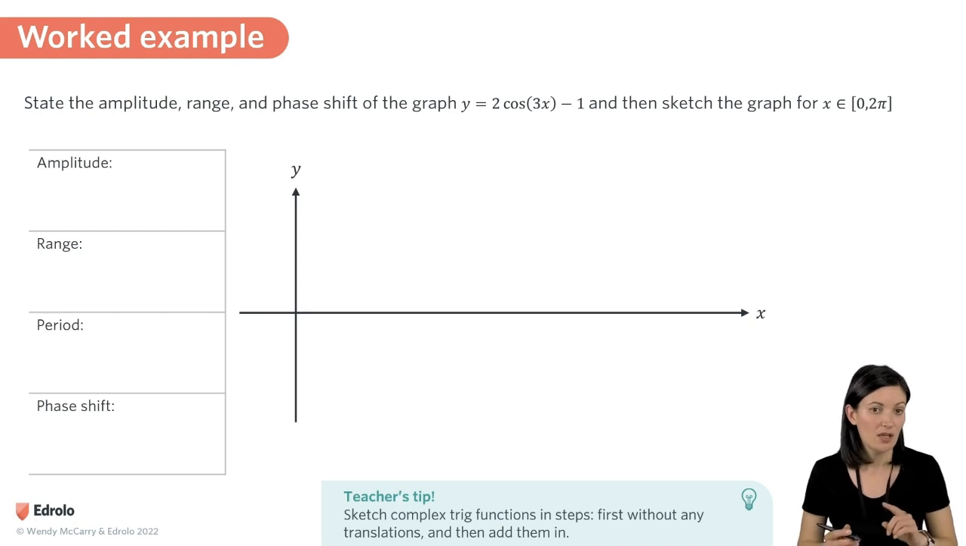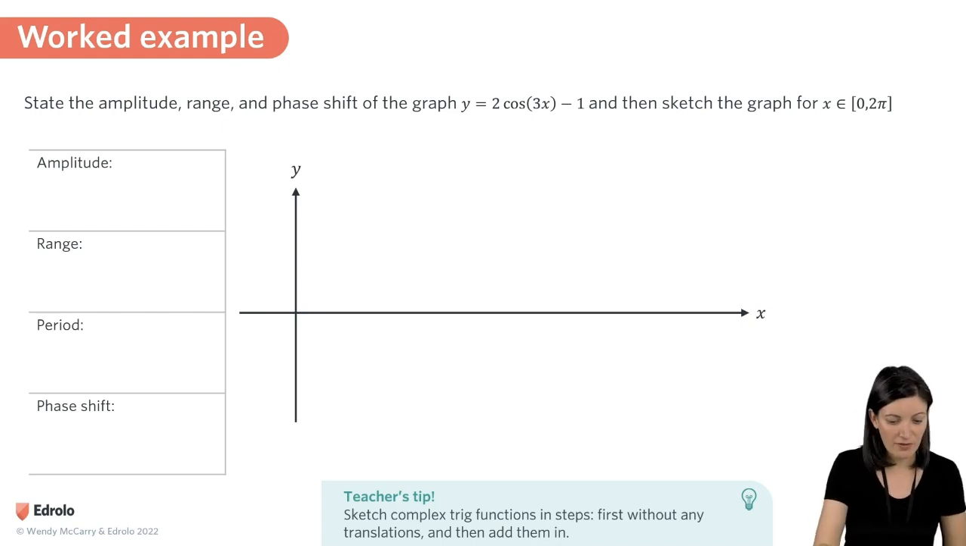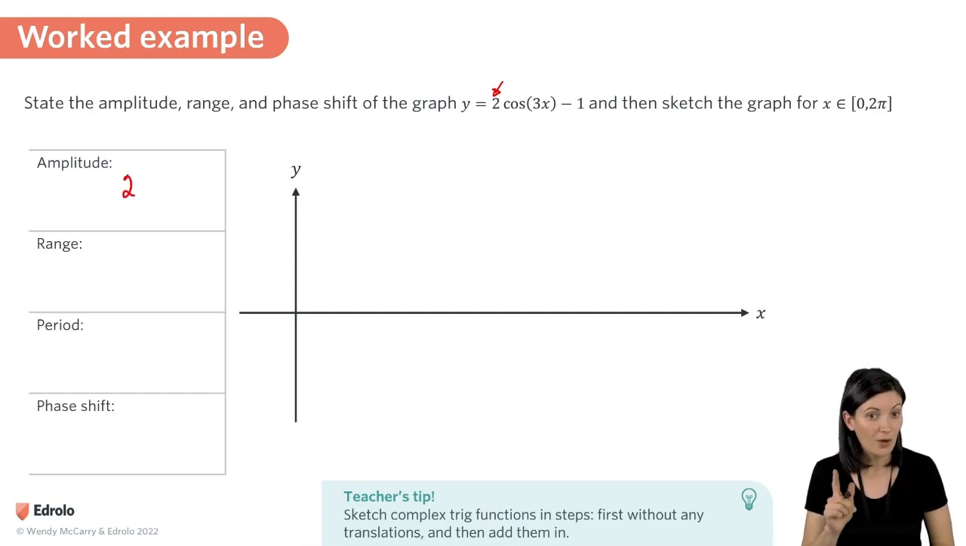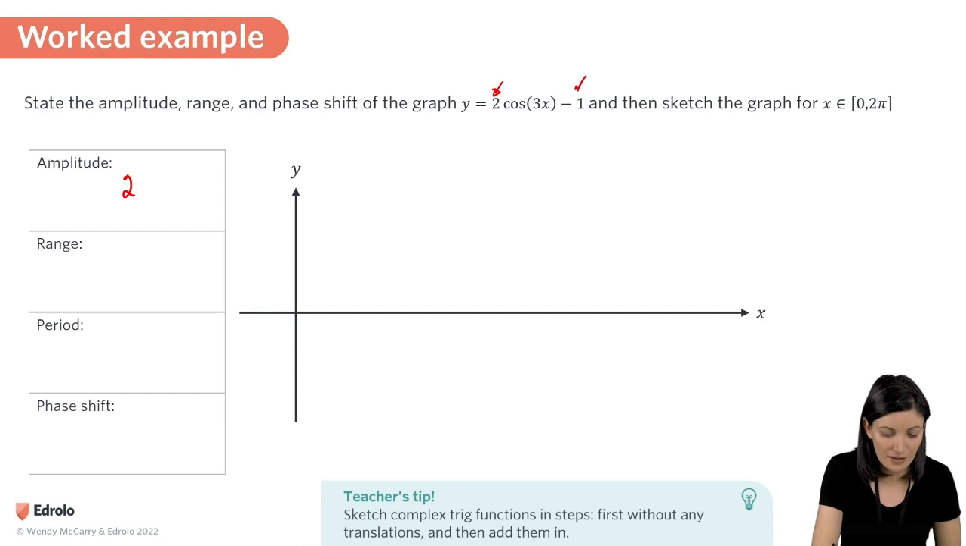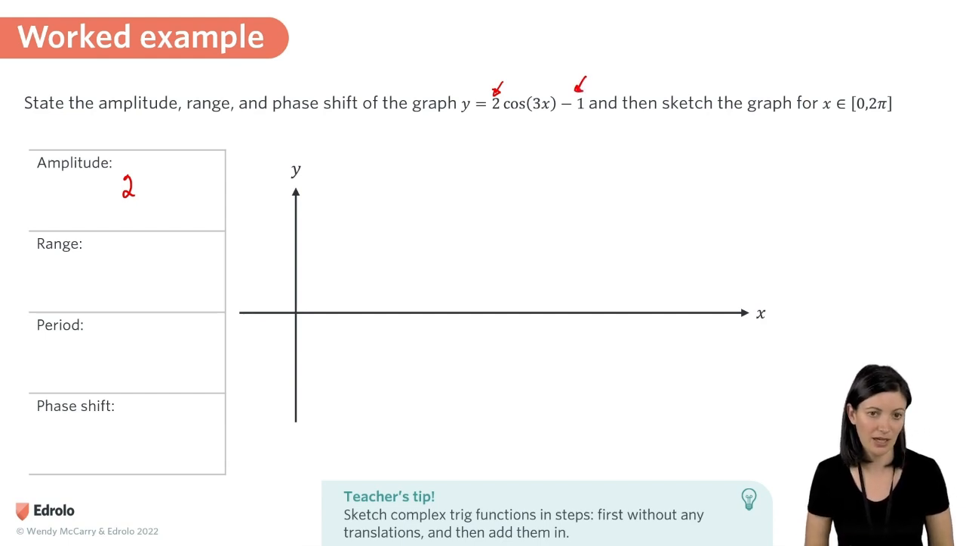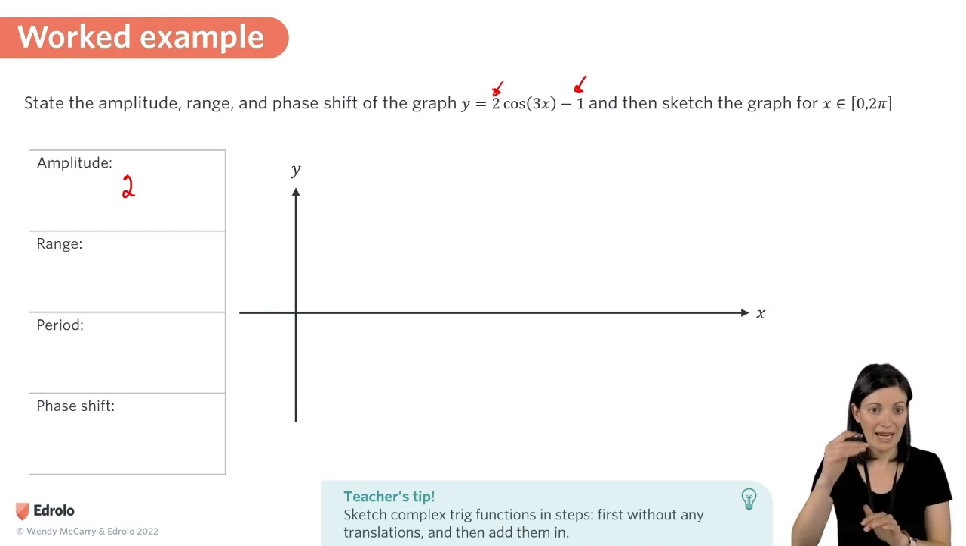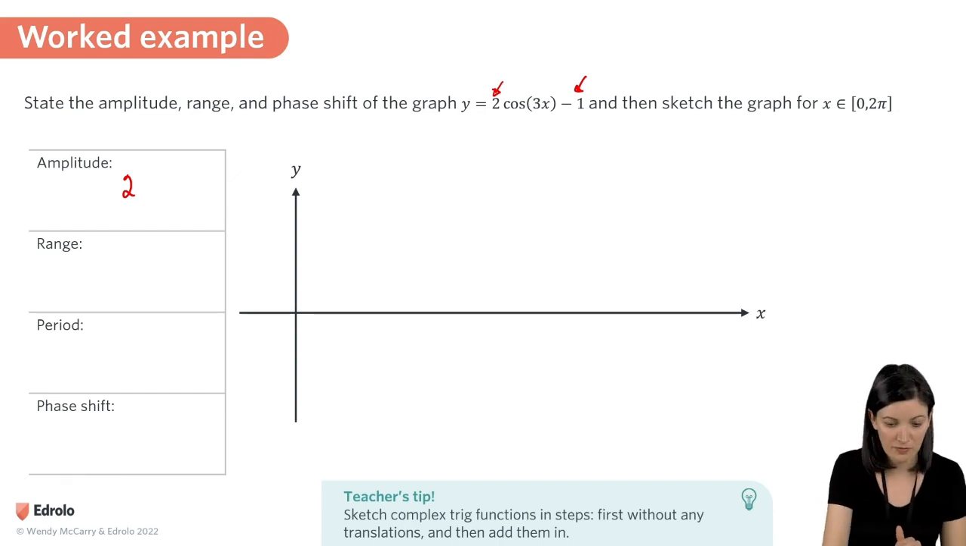Okay, so the amplitude of the graph is 2. That's easy. A is 2, amplitude is 2. Now, we've got this minus 1 here. So that minus 1 is going to affect the range of the graph. Normally, if I didn't have that minus 1 in there, my graph would go from -2 to 2.